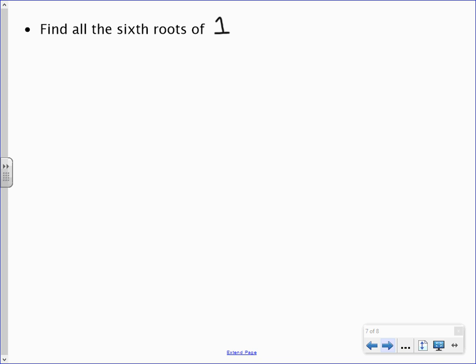Now, tell me what you know. I'm asking you to find numbers that when we take them to the 6th power, we get 1. Do you know any? 1. Yes. Negative 1. Okay, so we know 2 of the 6, right? We know 1 to the 6th and negative 1 to the 6th would get us 1. Okay. Now, we need this in trig form.